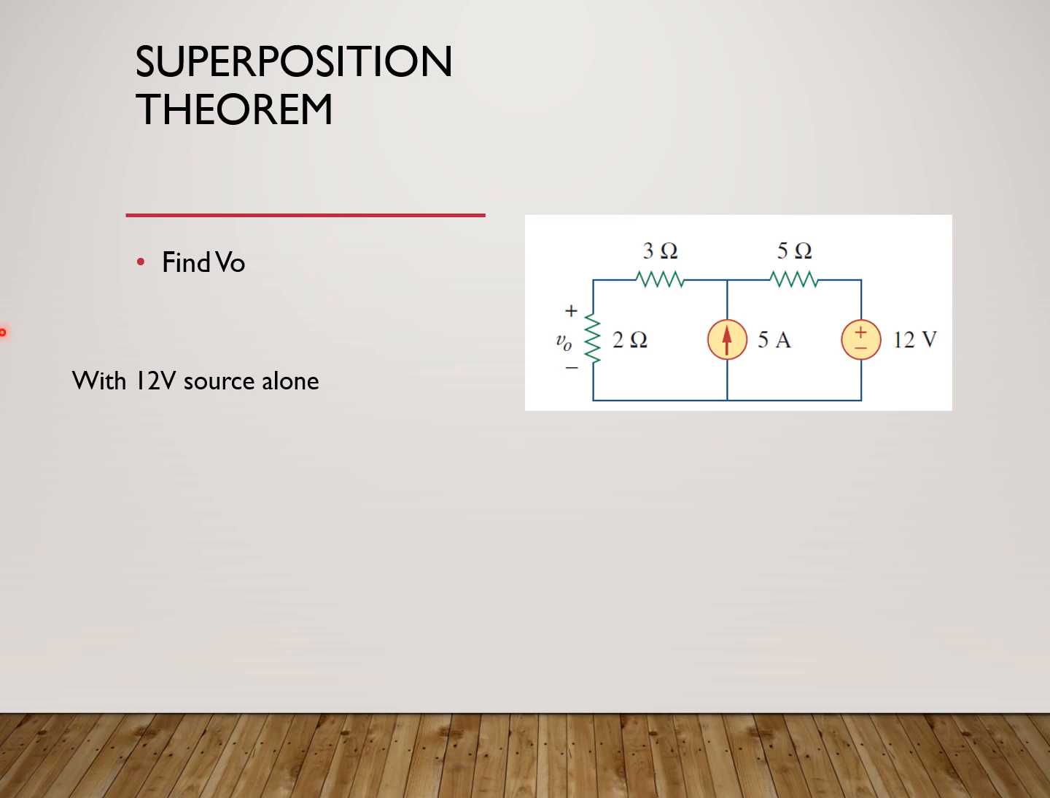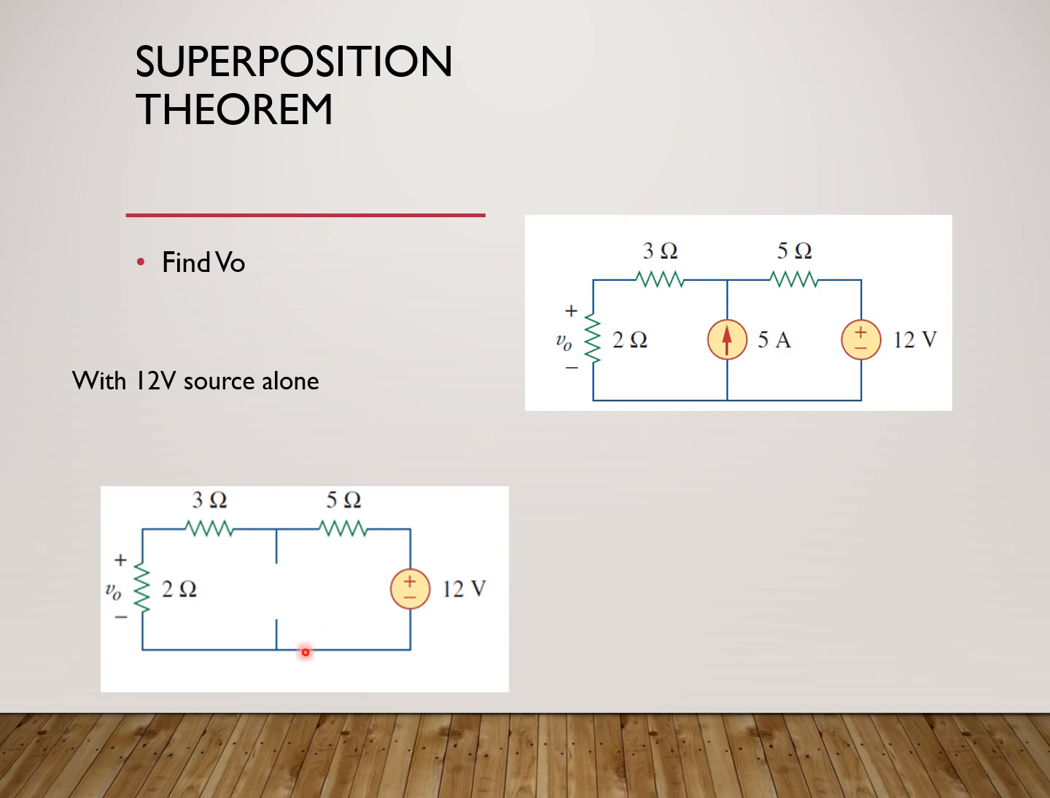So this 5 ampere source has to be turned off, or open circuited. Once you open circuit it, we have a circuit like this, and this is our whole circuit. So we have removed this. Now this becomes a simple series loop, and you can see that there is a resistance of 2 plus 3 is 5, 5 plus 5 is 10 ohm. Total resistance is 10 ohm and the voltage source is 12 volt. So the current is going to be 1.2 ampere.